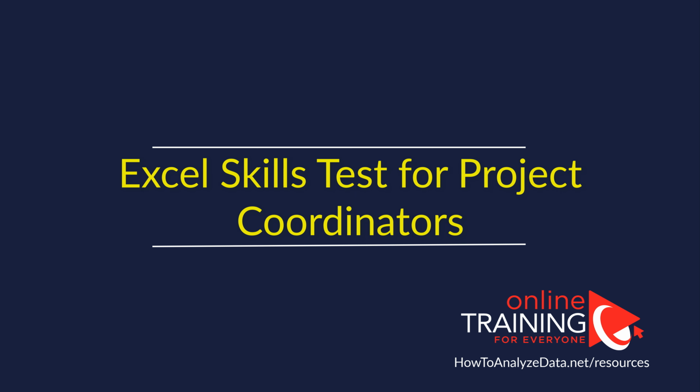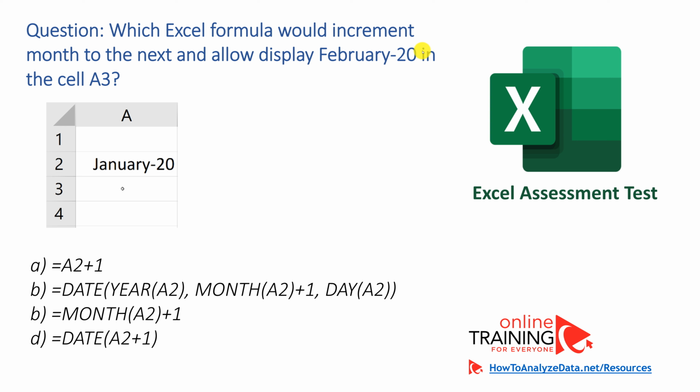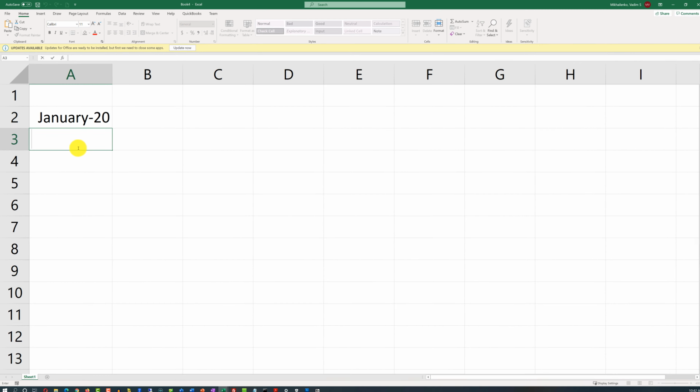Now let's look at the top questions that are being asked as part of the Excel assessment test. Let's look at the question: which Excel formula would increment the month to the next and allow displaying February 20 in the cell A3? Here in the screenshot, we have January-20 in the cell A2, and there are 4 formulas presented as choices. In choice A, we have A2 plus 1, which makes logical sense. In choice B, we have a more complicated formula using the DATE function. In choice C, we have MONTH(A2) plus 1, and in choice D, we have DATE(A2) plus 1. So which one would you choose? Which one do you think is the right answer? And as you might have figured out by now, the right choice is choice B.